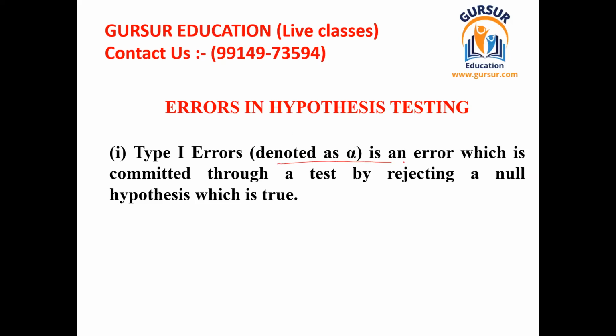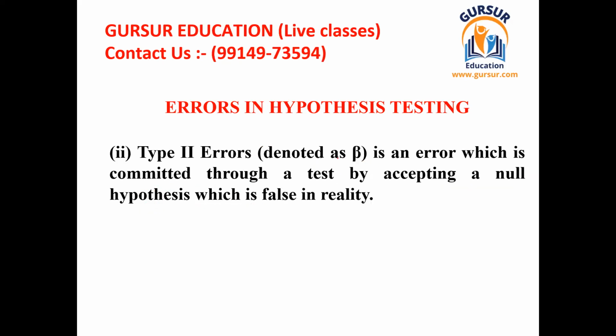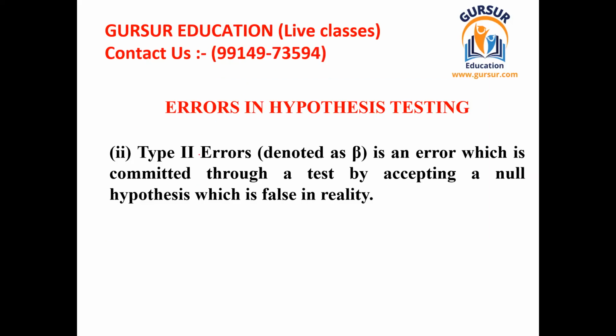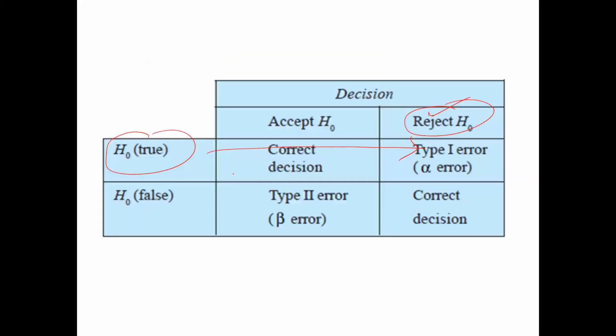Type 1 error, denoted by alpha, is an error committed through a test by rejecting a null hypothesis which is true. This is a rejection of a null hypothesis which was true. This is why this is type 1 error. And what is type 2? This is denoted by beta. This is an error committed through tests by accepting a null hypothesis which is false. So I am accepting the null hypothesis which is false. This is type 2 error. So only these two types of errors are there.